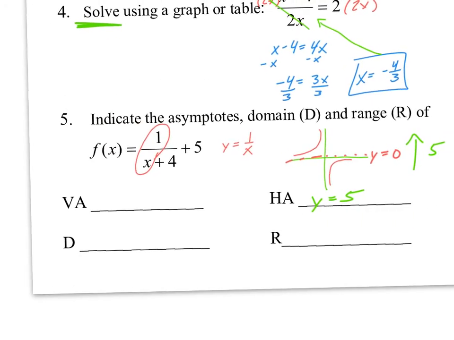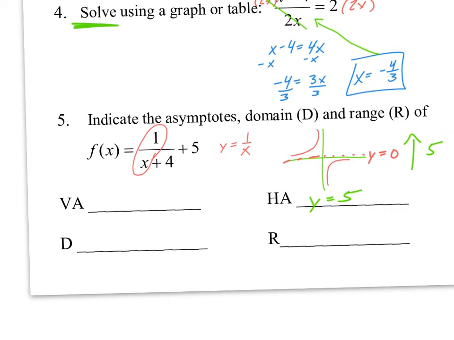Very similar thing with the vertical asymptote. My vertical asymptote to start with is right here at x equals 0. But whenever we have this plus 4 here, it's going to move my graph to the left 4. So instead of having a vertical asymptote at x equals 0 now, my graph moves left over here and it would be at x equals negative 4. So my vertical asymptote, x equals negative 4.